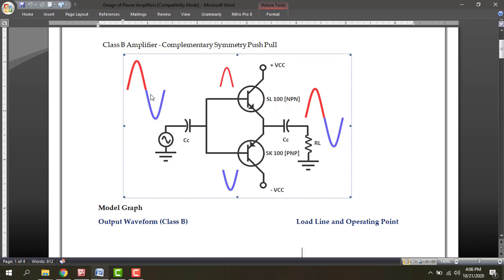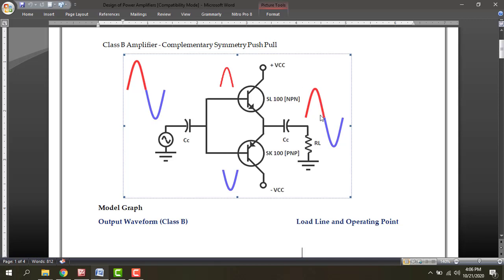Similarly, in the negative half cycle, the NPN transistor is reverse biased and the PNP transistor is forward biased. So the PNP transistor will conduct, and the current flow path is minus VCC, collector to emitter of the PNP transistor, and to the load. So the output is the negative half cycle due to the conduction of the PNP transistor.